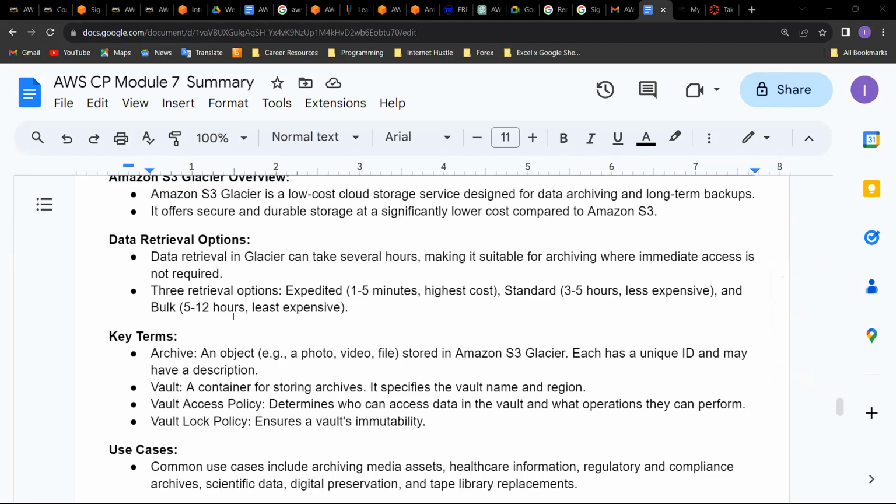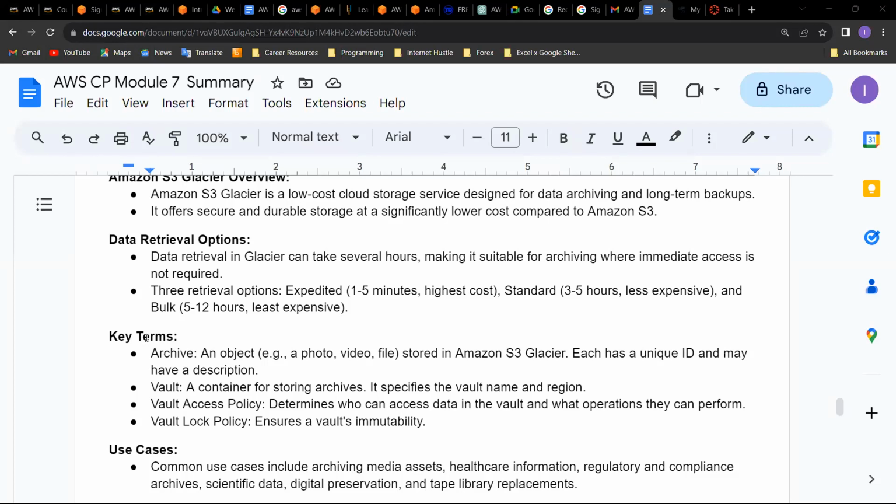So there are some key terms that you can also look at. Archive: the archive is the object that has been archived. So we talk of photos, files, video files, and all that, and each of them has a unique ID. And there is a vault. A vault is the container that you have stored your archives in.